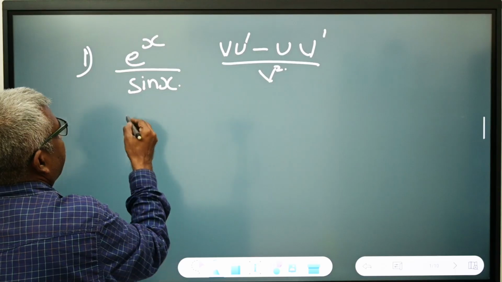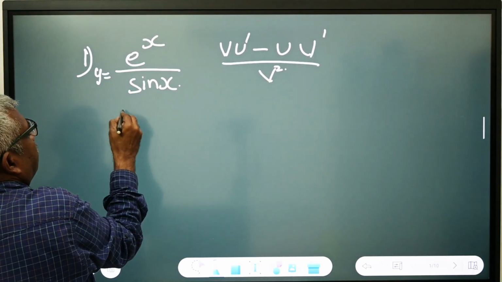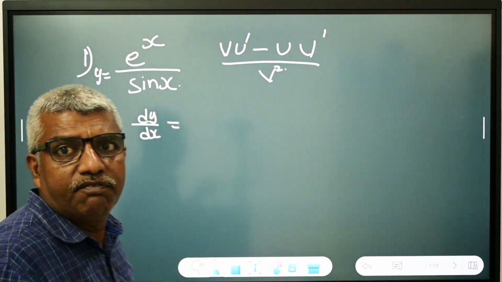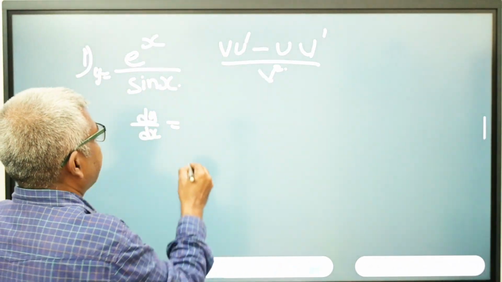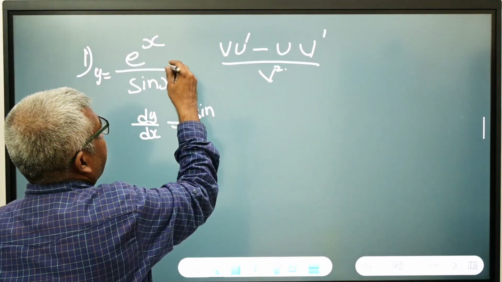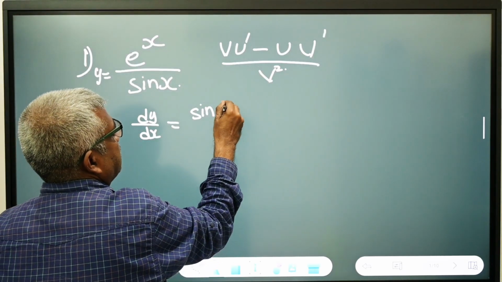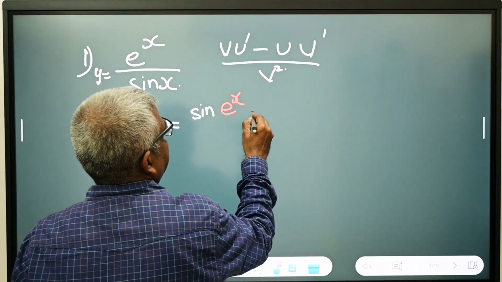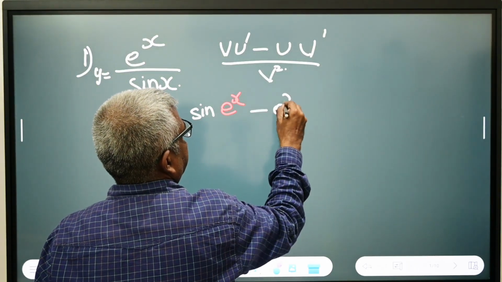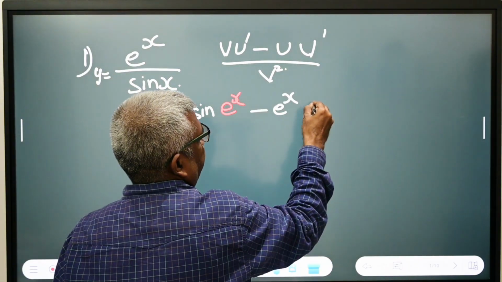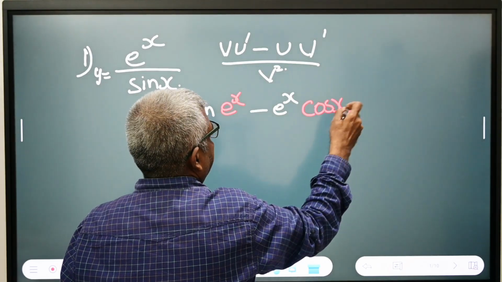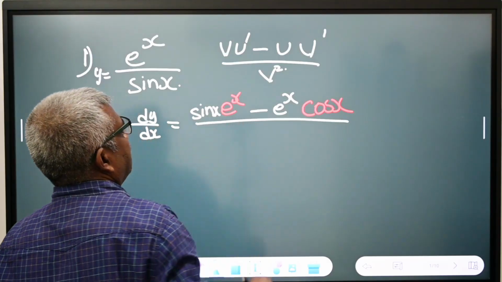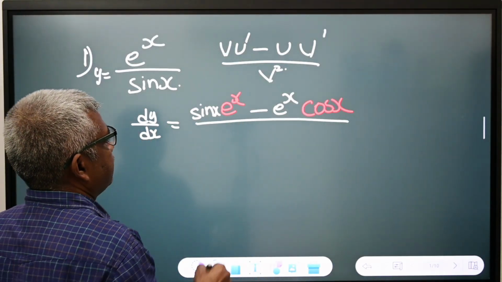Here what is v? Let y equal to this one, dy by dx is equal to, what is v? V is sin x. So sin x you keep as it is. U dash is e power x. E power x, if you differentiate, is e power x only. Minus u, e power x. V dash: sin x, if you differentiate, cos x. Divided by sin squared x.